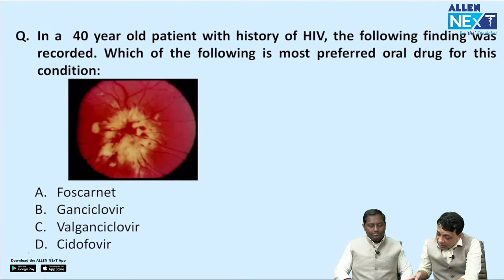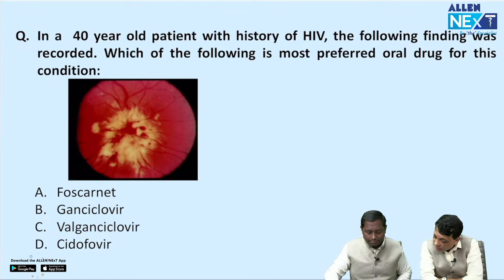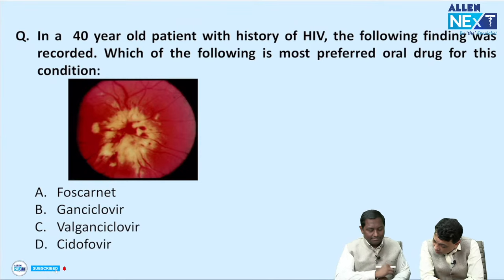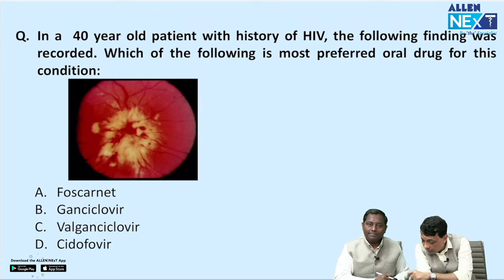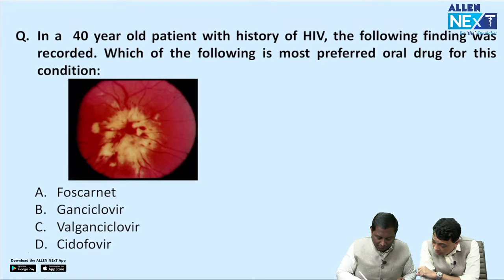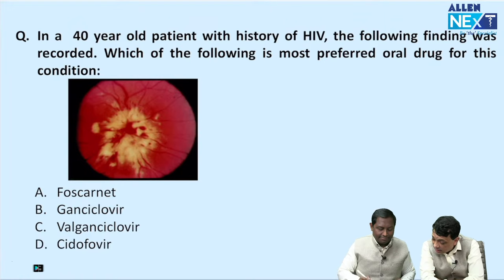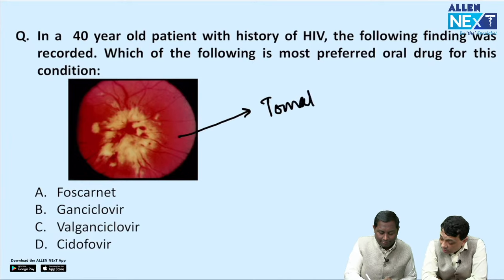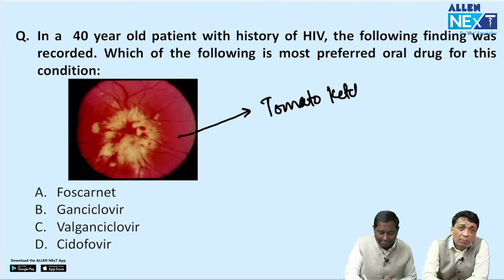The next question, ladies and gentlemen, is this one. In a 40-year-old patient with a history of HIV, the following finding is recorded. Which of the following is the most preferred oral drug for this condition? So first, ladies and gentlemen, we have to look at the picture. Very dramatic picture. This red and white that you see is the famous thing called tomato ketchup. It's called scrambled eggs and tomato ketchup appearance, also called pizza pie appearance.